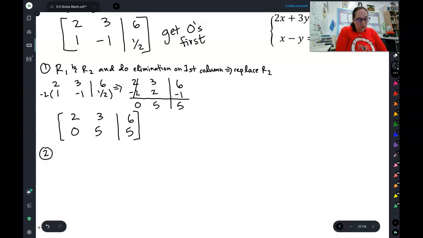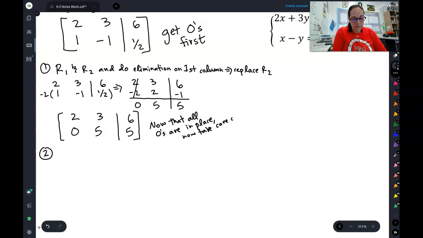So the first thing I'm going to do is I need to get the ones on the diagonal. So let's start with our top one. Actually, let's make a note. Now that all zeros are in place, now take care of ones. So we have all the zeros in the right places that we need. Now we can start to take care of the ones. So let's start with our top row. I need this 2 to turn into a 1.